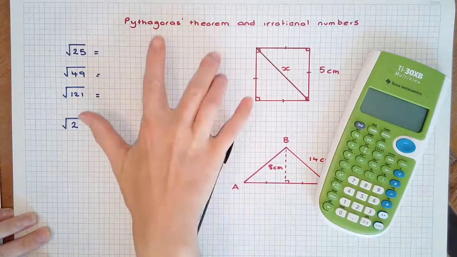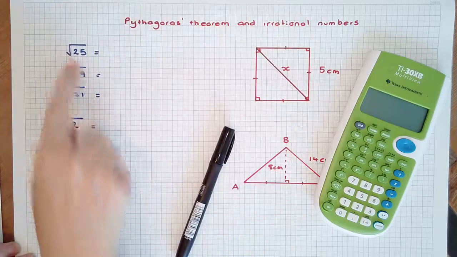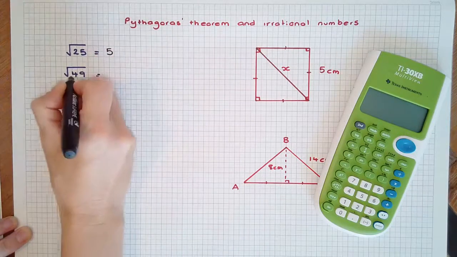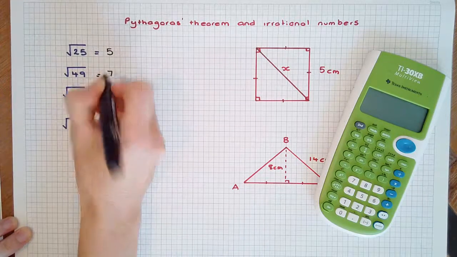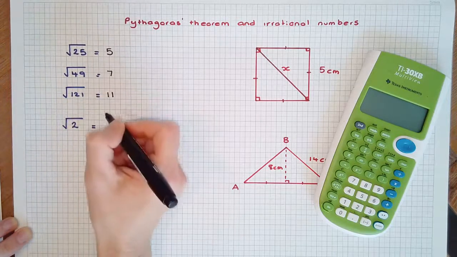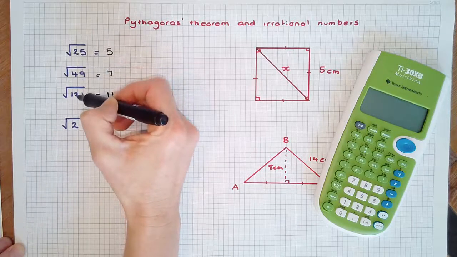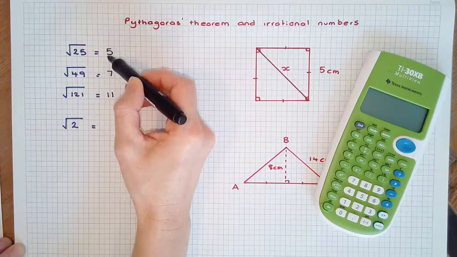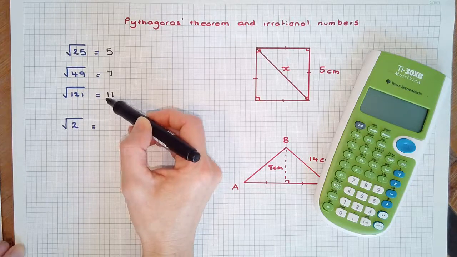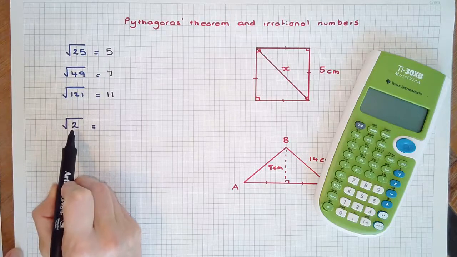In this video, we're going to have a look at Pythagoras' theorem and irrational numbers. Let's first of all take the square root of 25 being 5. The square root of 49 is 7, and the square root of 121 is 11. The numbers under the square root are all perfect squares, so their square root results in a whole number answer. The square root of a number that is not a perfect square results in an irrational number.